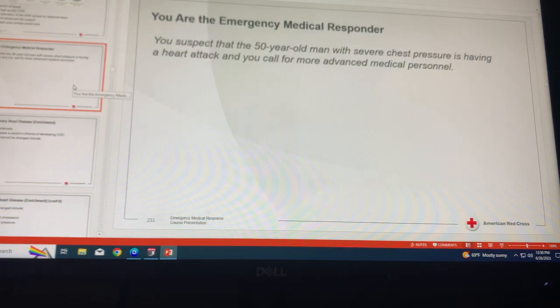Okay, here we have another scenario in which you are the emergency medical responder. You suspect that the 50-year-old man with severe chest pressure is having a heart attack, and you call for more advanced medical personnel. Kind of short on this one, it doesn't give a lot of details. It just says that you suspect that a 50-year-old man with severe chest pressure is having a heart attack, and you call, and that's it. So we'll discuss this in person.